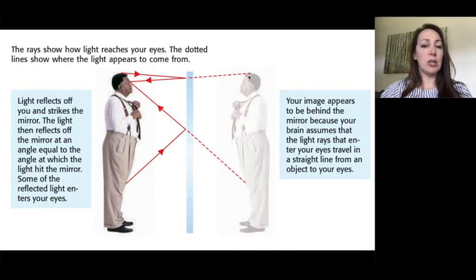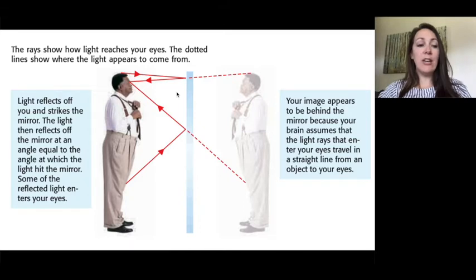So this is where it looks like light is coming from, when in actuality, light is bouncing off of your image. So looking more closely at this, light reflects off of you and then it strikes the mirror. That light then bounces off of the mirror at an angle that's equal to the angle at which the light hits the mirror. Some of that reflected light will enter your eyes, and that's what you see.